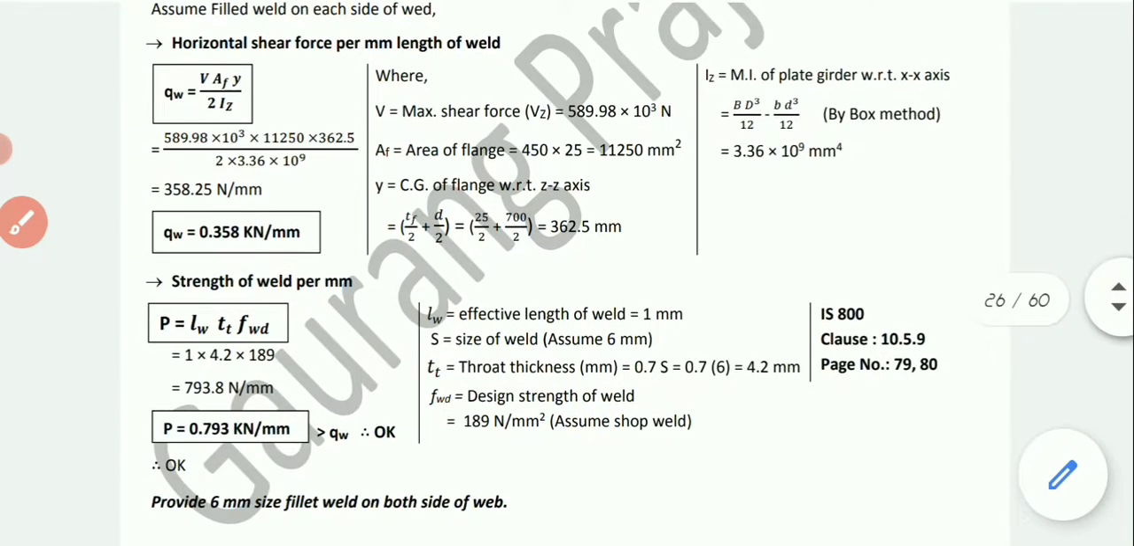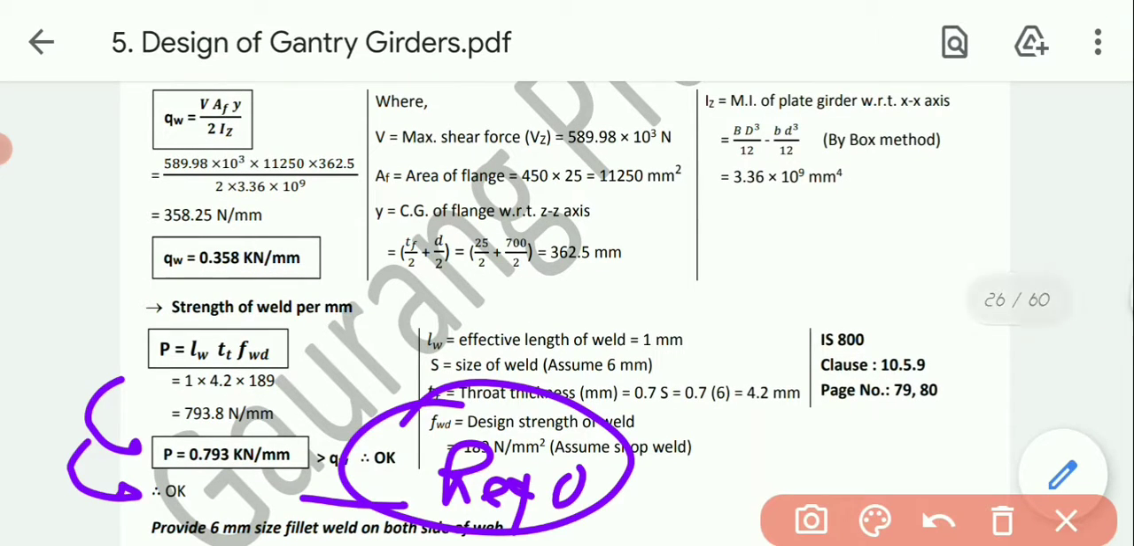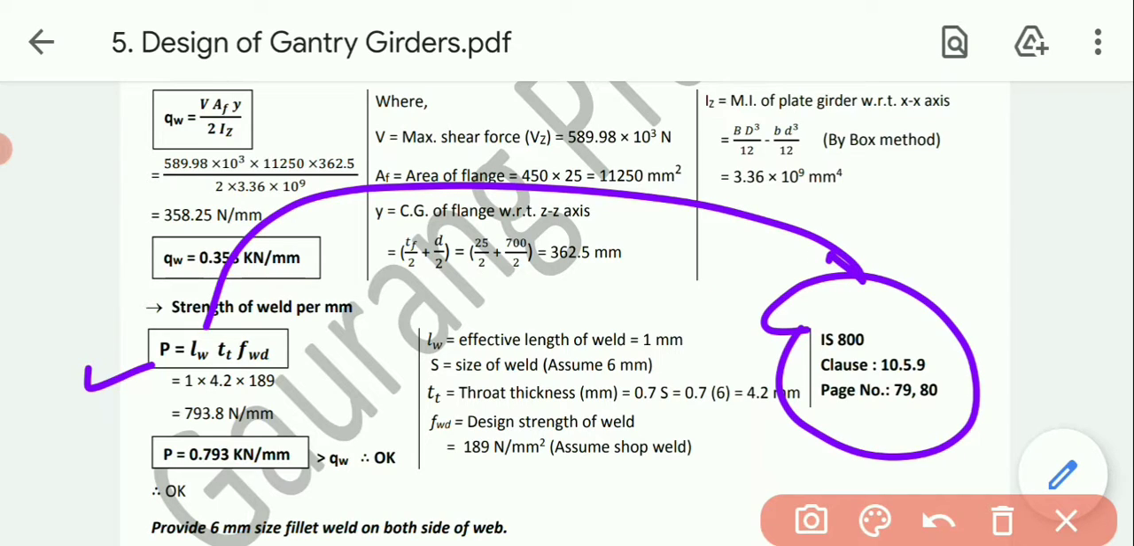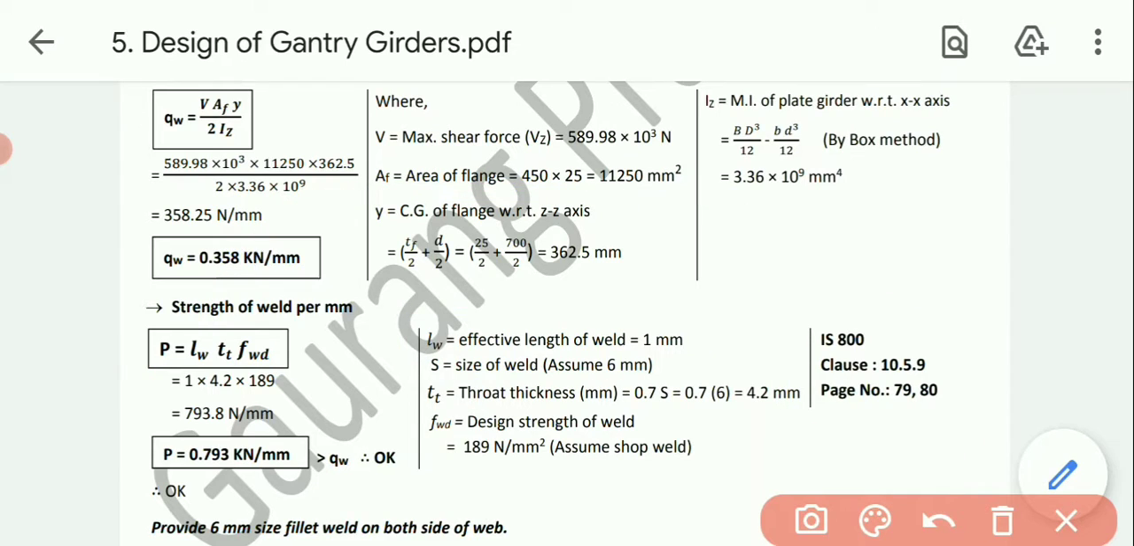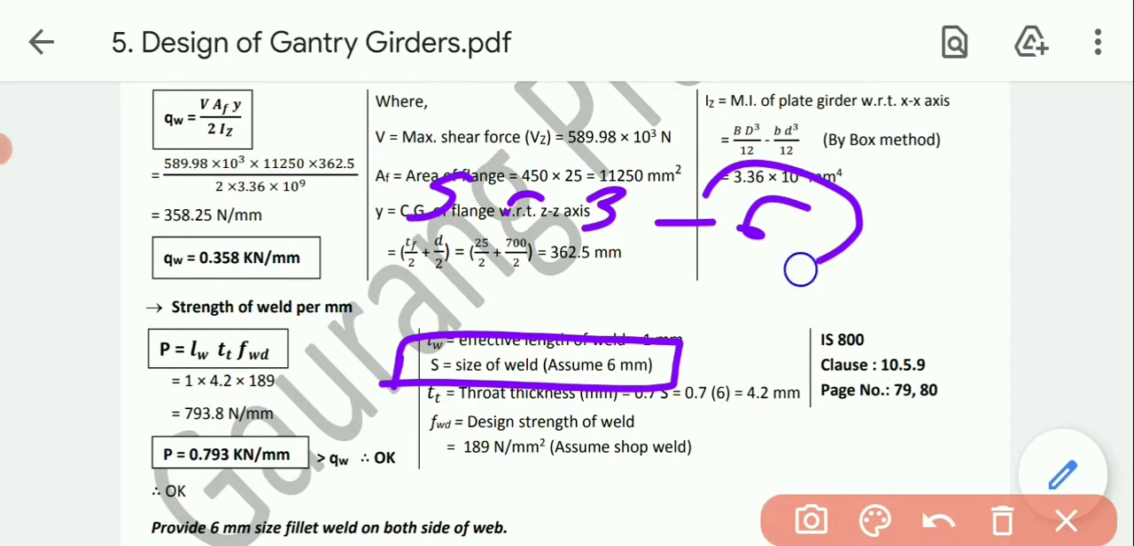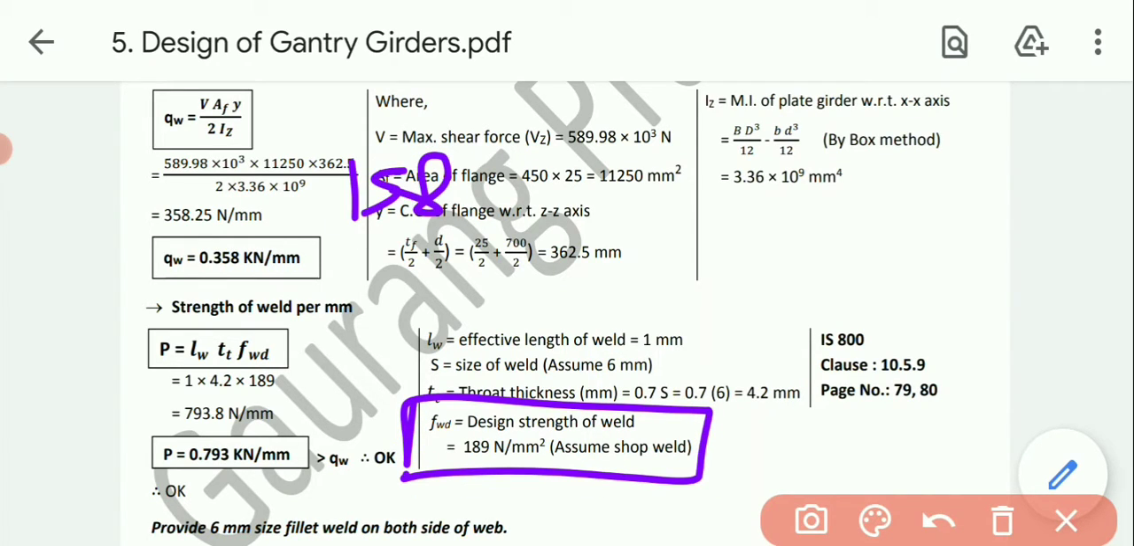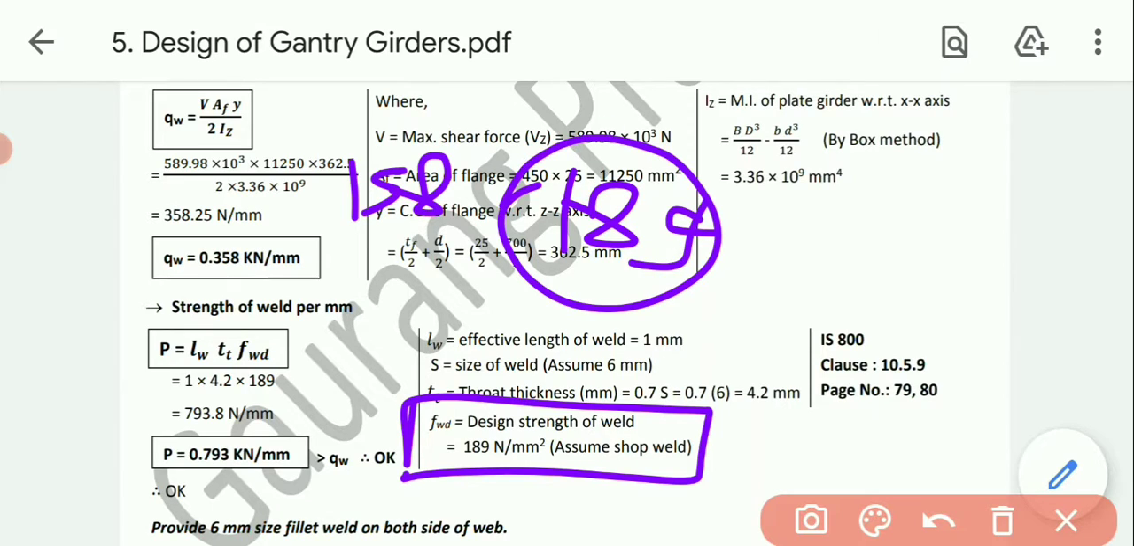Now against this we can provide the strength of weld per mm. That's the standard criteria: P equals LW TT FWD as per this clause. Unknown parameters: LW per mm means it is 1 mm. TT, throat thickness, for that we need to design the size of weld, that is usually taken as 3 to 6 mm. I am taking the maximum as 6 mm. So TT equals 0.7 into S, 0.7 into 6, so it will be 4.2. FWD is 158 for field welding and 189 for shop welding. I am assuming the maximum, that is 189.